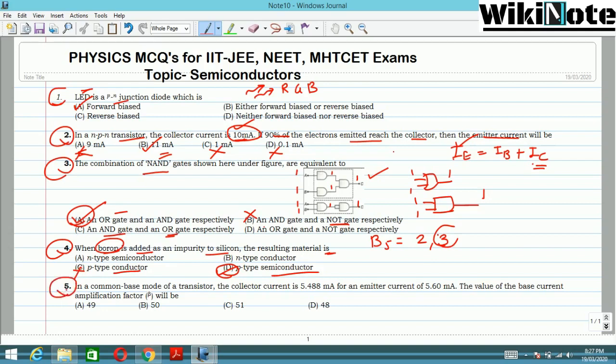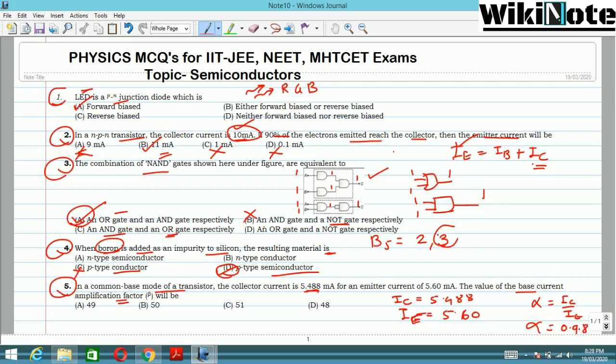Question number 5. In a common base mode of a transistor, the collector current is 5.488 and the emitter current IE is equal to 5.60. The value of the base amplification factor is, so IC upon IE, so this is alpha. So you have to first find out alpha, and alpha will be IC upon IE, so that will be the ratio. If I solve this, I will get the value equal to 0.98. So that's alpha, which is true, less than 1.